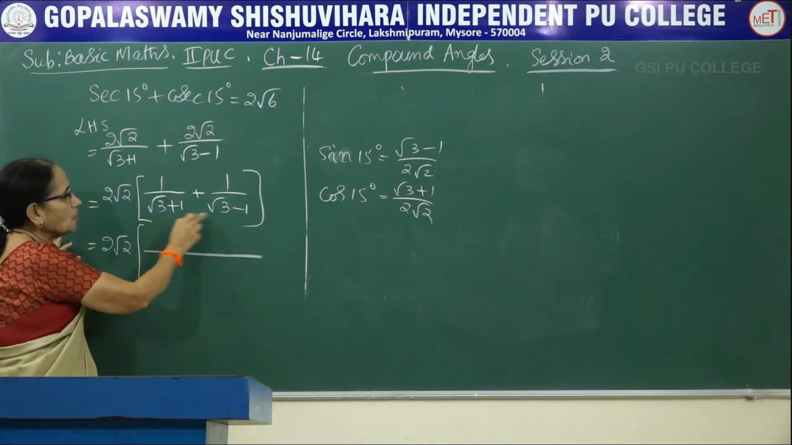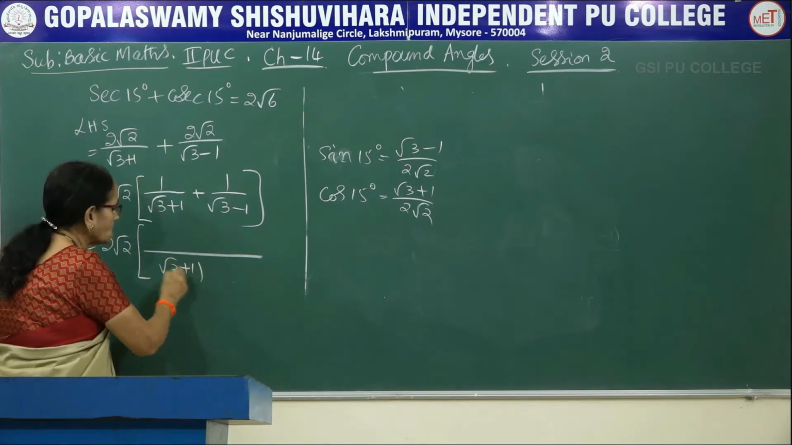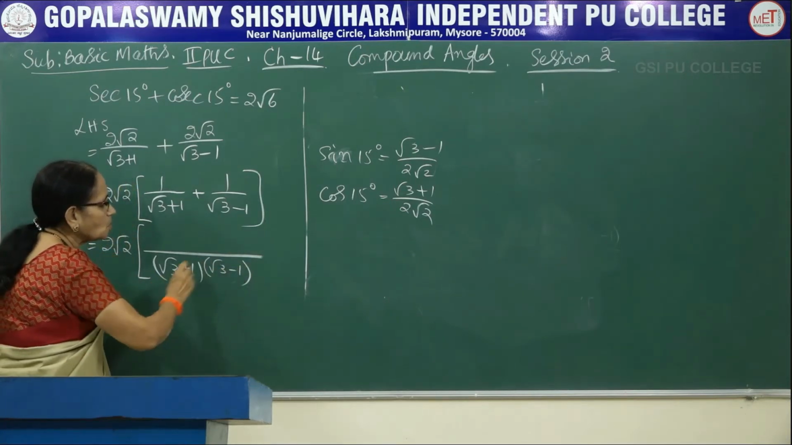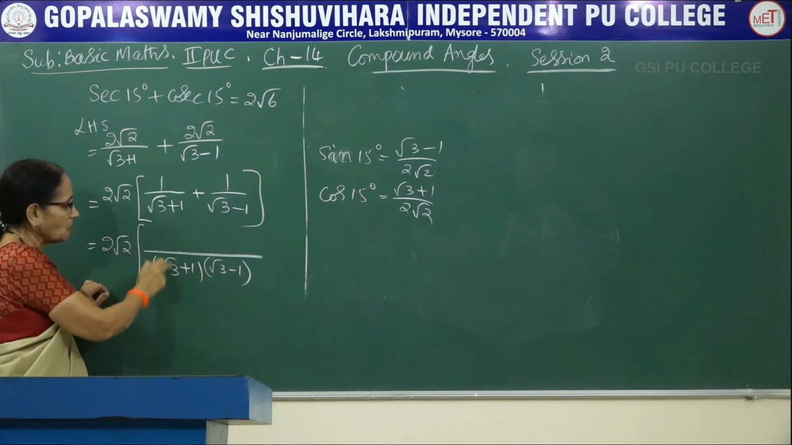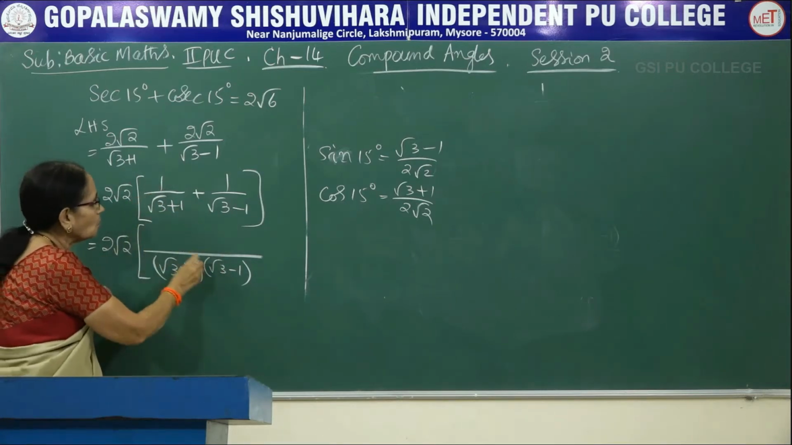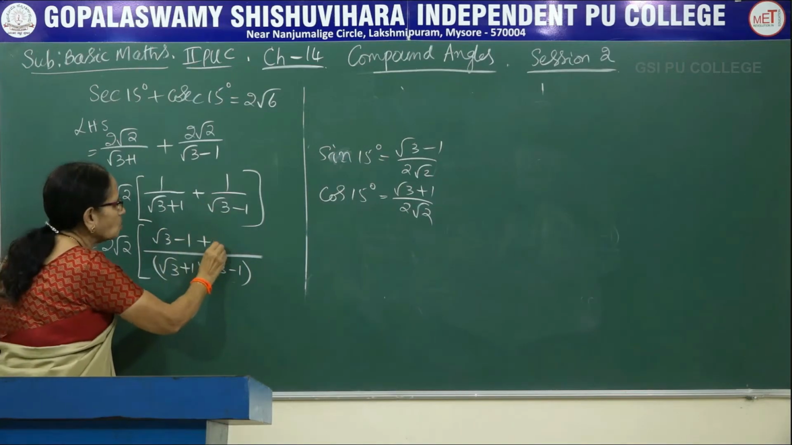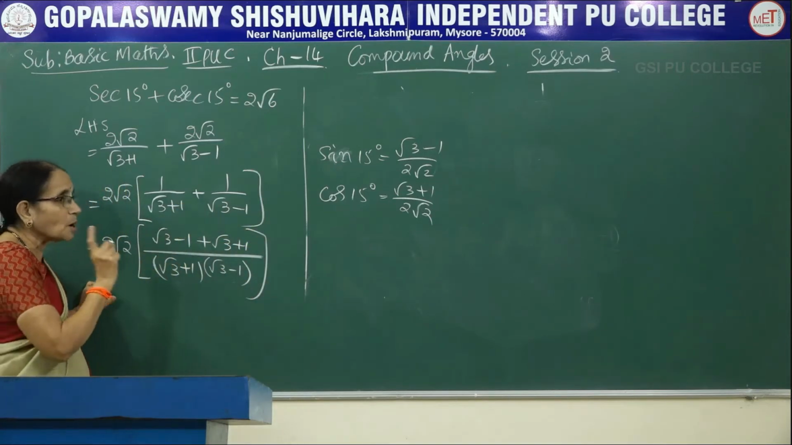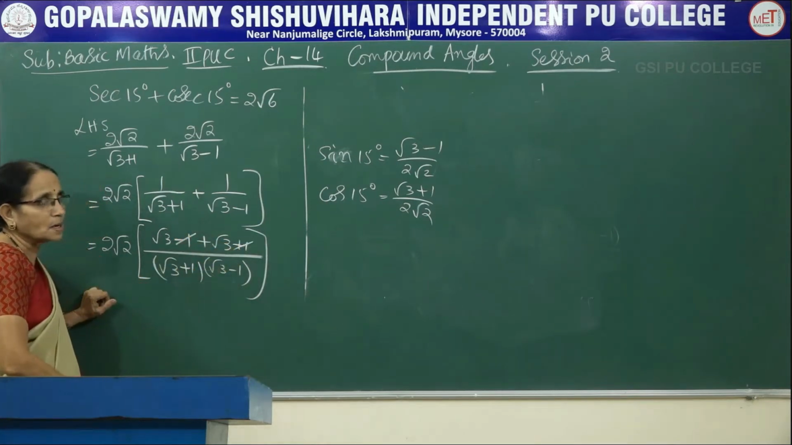What is the LCM? We are having two different denominators. The product of the denominators becomes the LCM. That is (root 3 plus 1) into (root 3 minus 1). What is the procedure? Divide the LCM by the denominator and the remaining part should be multiplied by the corresponding numerator. So 1 into (root 3 minus 1) plus 1 into (root 3 plus 1). Here I am not using any bracket because in between I have the positive sign, and the plus 1 and minus 1 are getting cancelled.